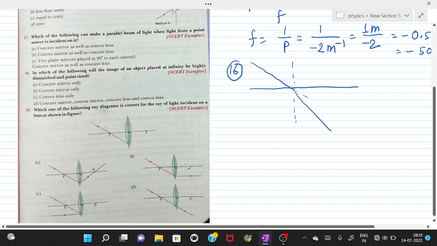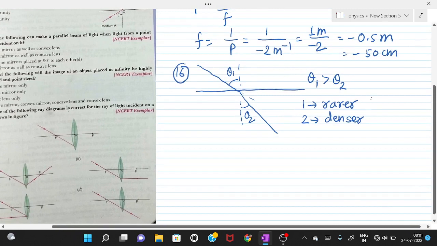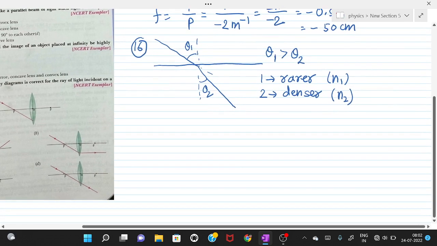if this is theta 1 and this is theta 2, and from the diagram we can see that theta 1 is greater than theta 2, then 1 will be the rarer medium and 2 will be our denser medium. A medium in which the angle is more is a rarer medium, that we all know. And for a rarer medium, suppose the refractive index is n1, and for the denser medium the refractive index is n2, then a denser medium will have more refractive index, so n2 will be greater than n1.